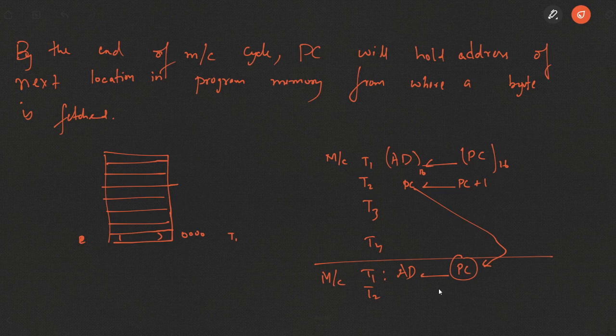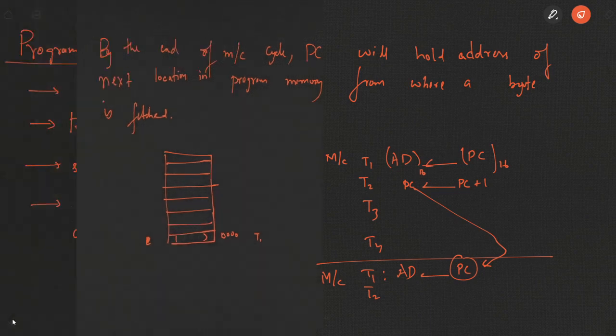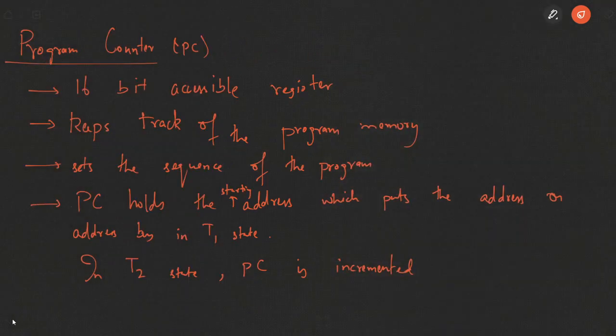Fine. It can be any type of machine cycle, an opcode fetch machine cycle or a memory read machine cycle. The program counter helps us keep track of the memory so that the program can be executed in a timely manner. All these address locations are stored in the program counter, and this is why the program counter is important for execution of the instructions. It is a 16-bit accessible register. It keeps track of the program memory and helps us set the sequence of the program.